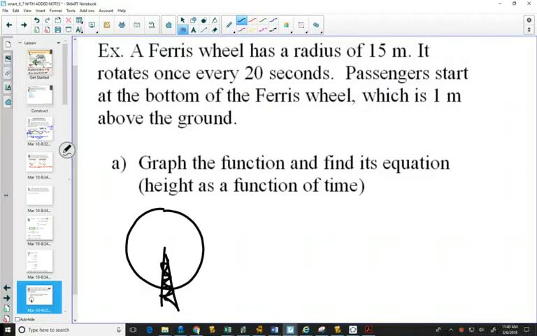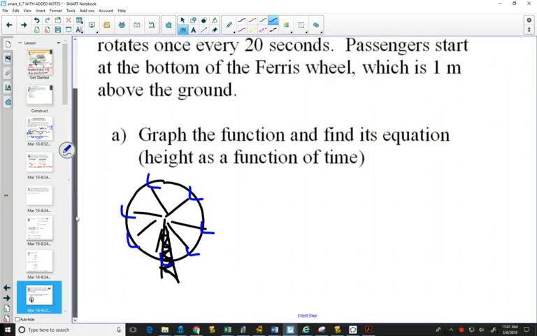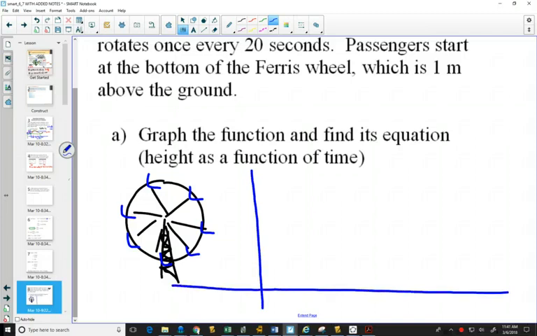Here's our Ferris wheel. Better add spokes, otherwise nice comfy chairs. Excellent. And right beside my Ferris wheel, I'm going to draw my graph. So I've got my ground level right here. I can put my height here, time down there.